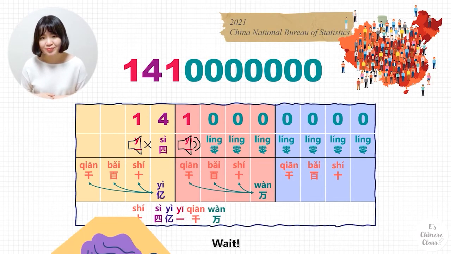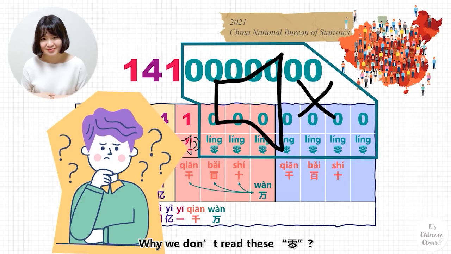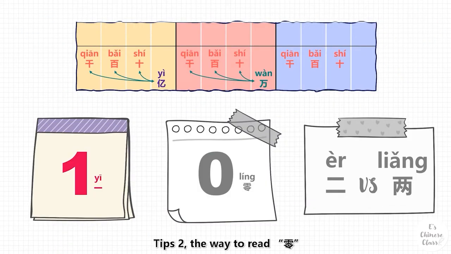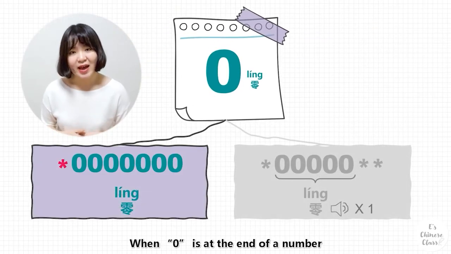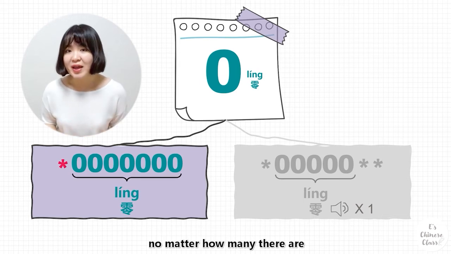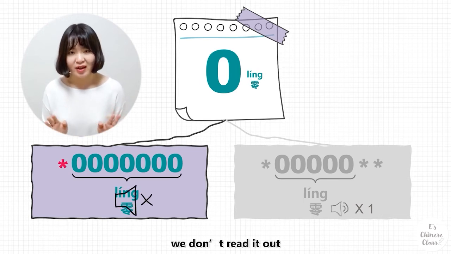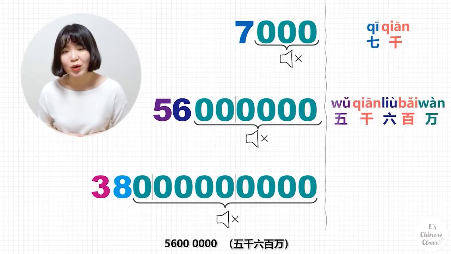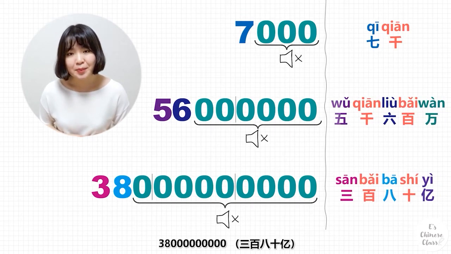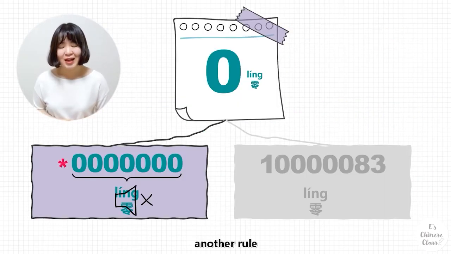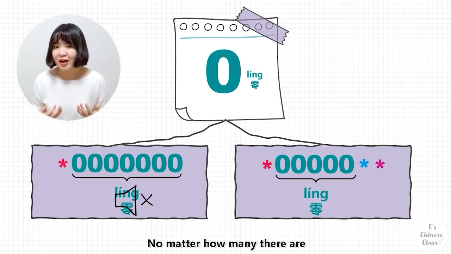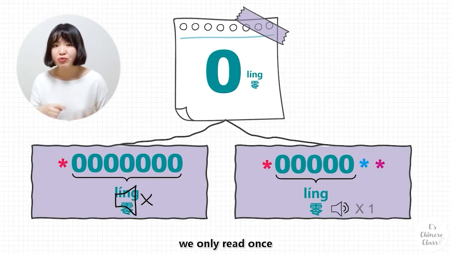14亿1000万. Wait, why we don't read this 零? Good question. Let's move to tip 2, the way to read 零. When 零 is at the end of a number, no matter how many there are, we don't read it out. 7000, 5600万380亿. Another rule, when 0 is in the middle, no matter how many there are, we only read once.